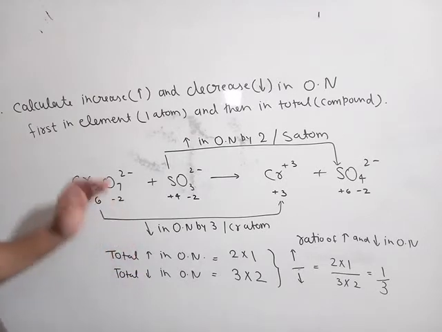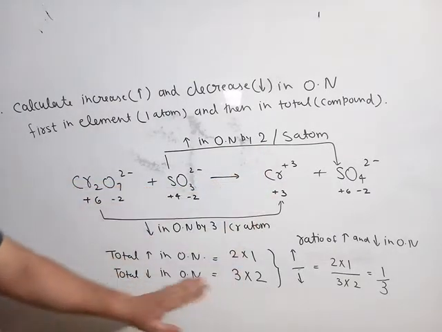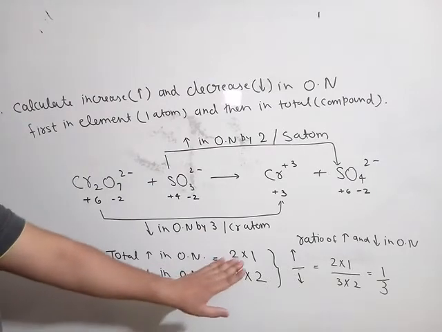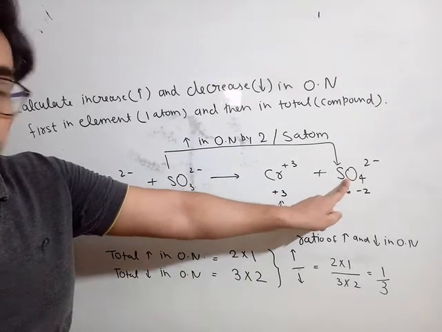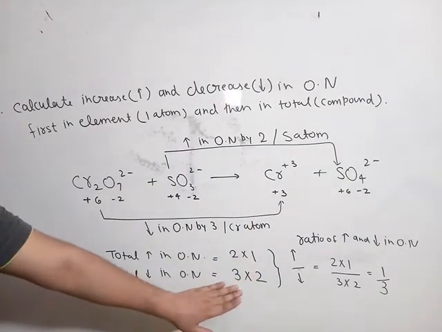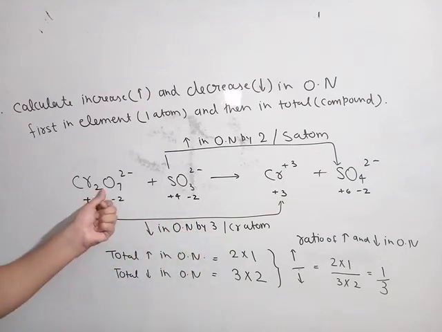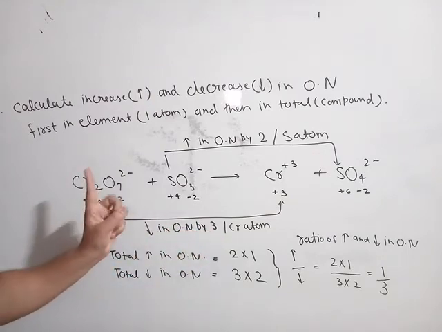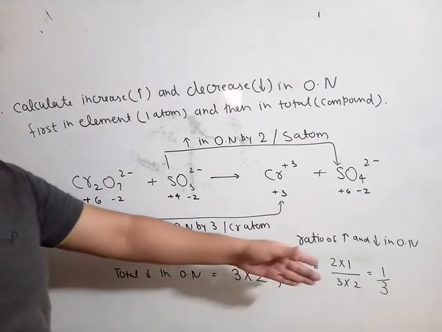As you can see, that's for one atom, but what will the total increase be? It is 2, and the number of atoms is 1 here and also 1 here. So the total increase will be 2 into 1. But the total decrease was 3 per atom, and here the total number of chromium is 2. So in 1 we have 3, so in 2 we have 3 into 2. Then what do we have to do next?